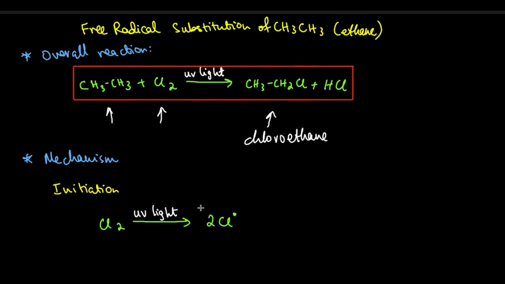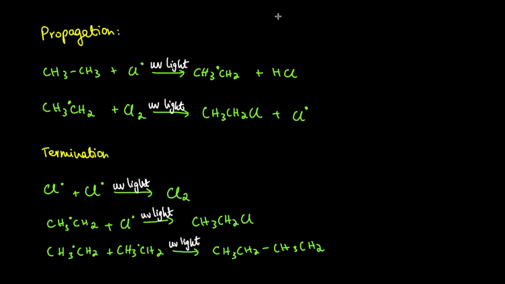Okay, now again, if we are to do the mechanism of this overall reaction, then it will be the same. Okay, now the initiation step would be the chlorine breaking into two chlorine radicals by UV light. Okay, that's as simple as it is. Then moving on to the propagation step. Now the propagation step would be similar to what we did.